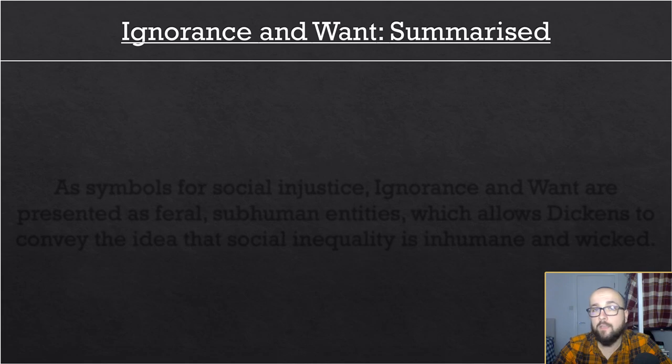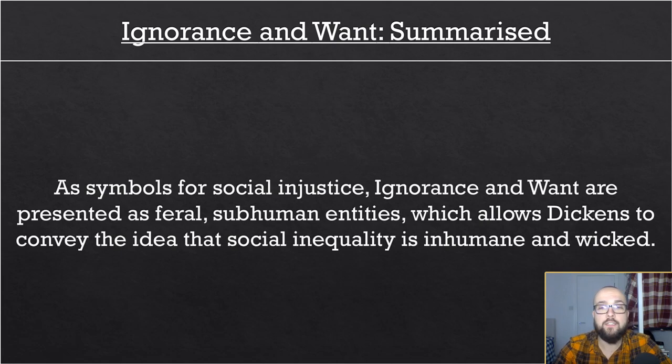Now, if we wanted to summarise the presentation of ignorance and want in the story, we could say that, as symbols for social injustice, ignorance and want are presented as feral, subhuman entities, which allows Dickens to convey the idea that social inequality is inhumane and wicked. Short and sweet, don't you think? So why not pause the video and copy it down into your revision notes? That way, you'll have a quick and easy summary to hand, one which also allows you to start to explore some of the story's key themes and Dickens's intentions as well.